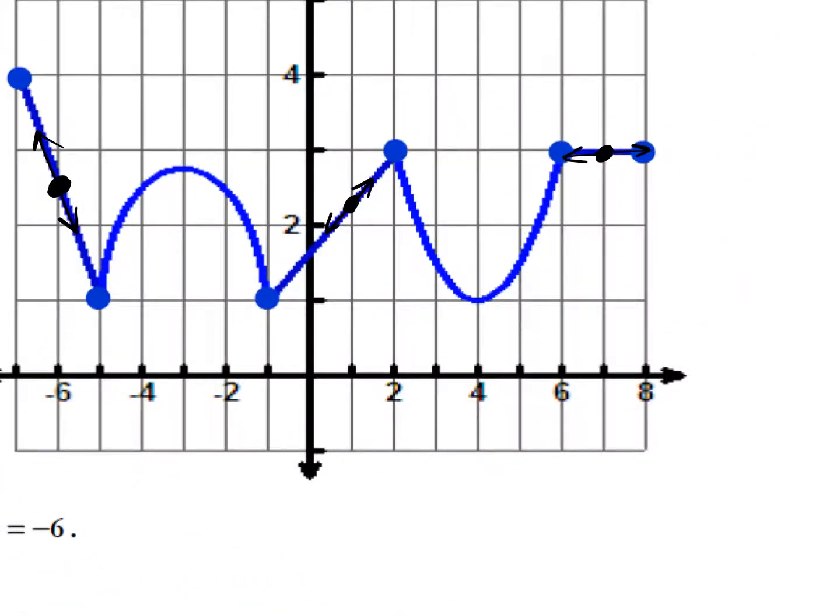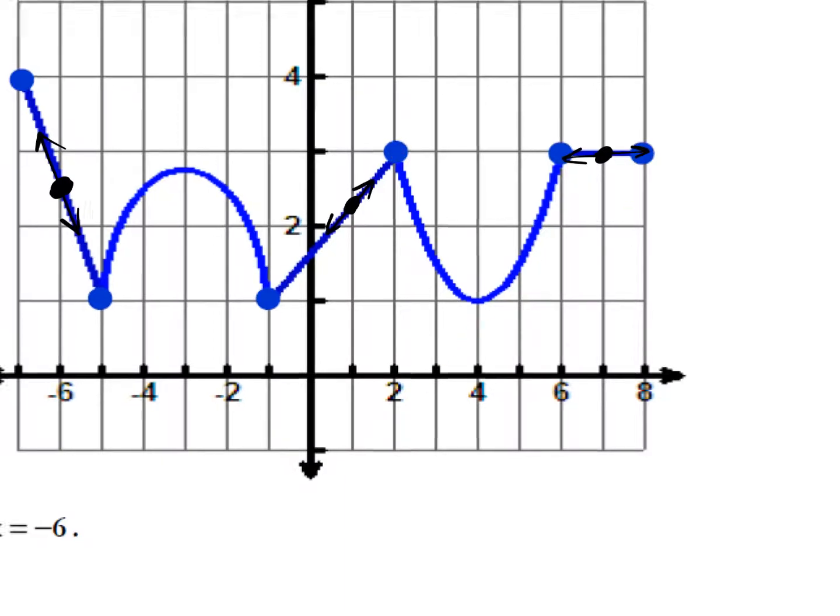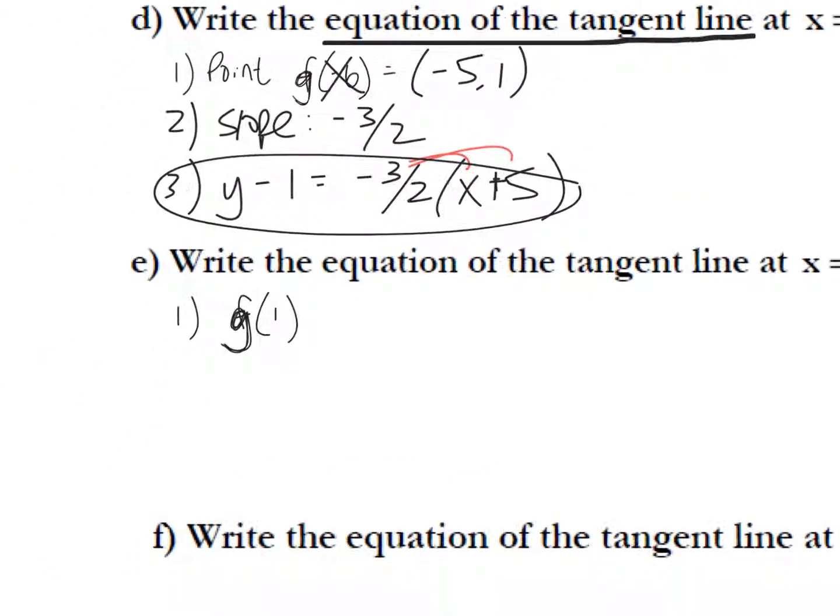At x equals 1, again, I'm not sure how high up this point is, so pick any point on this part of the graph right here because the slope is the exact same for all the points that make this part. I don't want to use that one because I don't know exactly how high up it goes. I'm going to use this one, 2, 3. That would be much easier to use than a decimal.